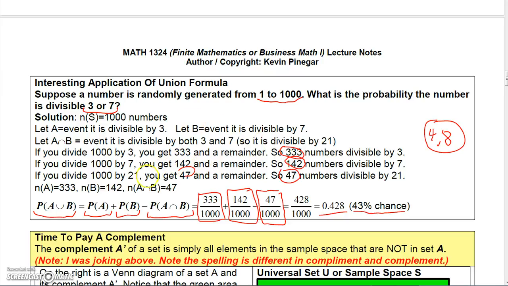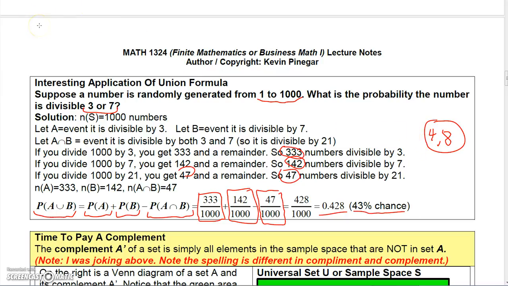So to find how many numbers were divisible by 3 and 7, I divide 1,000 by 21. But to find how many numbers are divisible by 4 and 8, you wouldn't divide by 32, you would divide by 16, because 4 and 8 both go into 16. So just a little side note for you to remember if you happen to have numbers like this where the product is not the smallest number that they both go into.